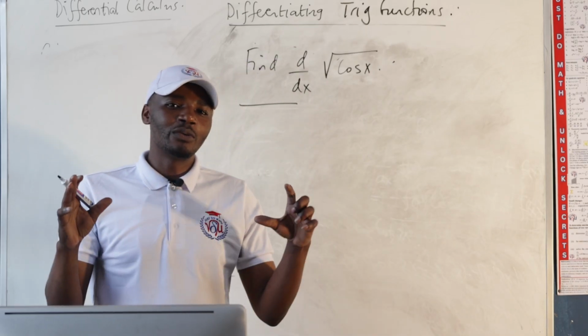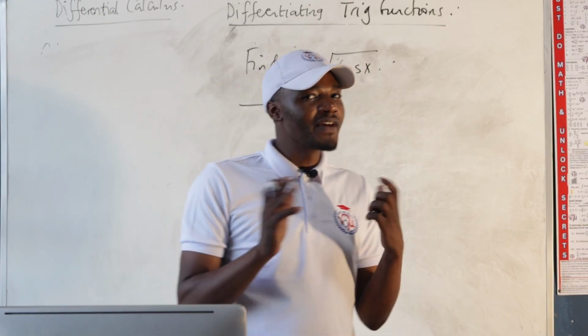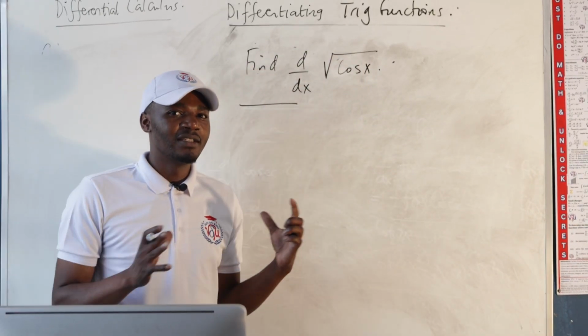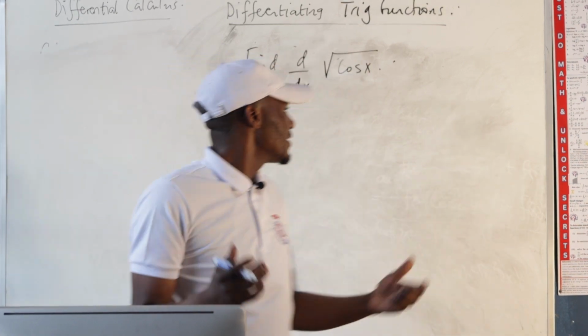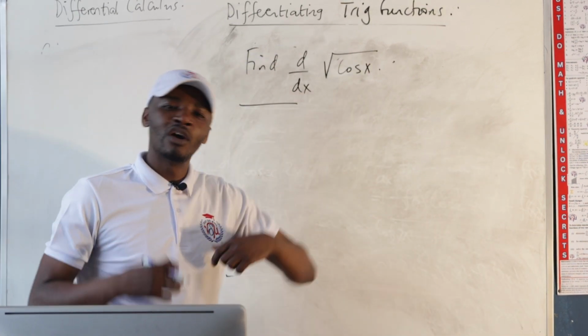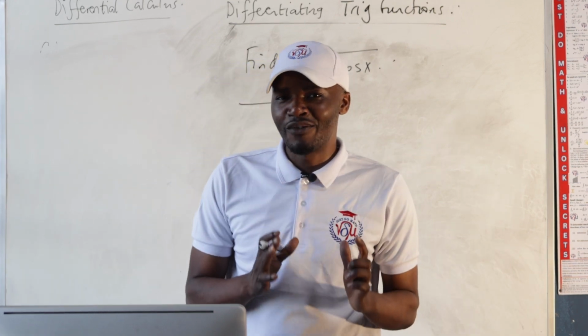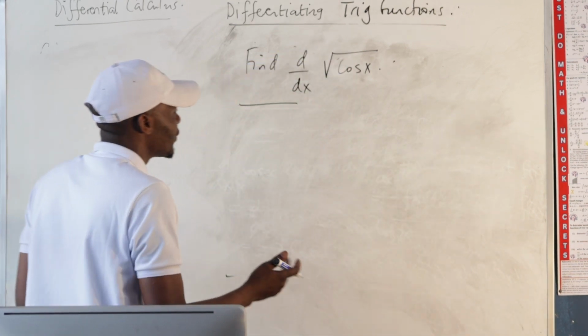So we're going to quickly take a closer look at another interesting problem within the derivatives of trig functions, and this is the problem: find the derivative of the square root of cosine of x. This is very interesting. How best are we going to differentiate this?